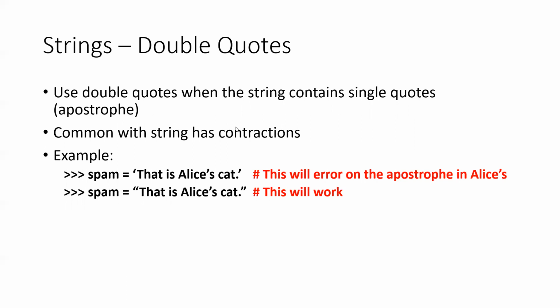All right, double quotes. Remember, you can use single quotes or double quotes. Double quotes are handy when you have an apostrophe or a contraction inside the actual string. So for example, if we have that is Alice's cat, this will end up failing because we used single quotes here where you also have an apostrophe for the concatenation, where if we use double quotes, we'll be fine.